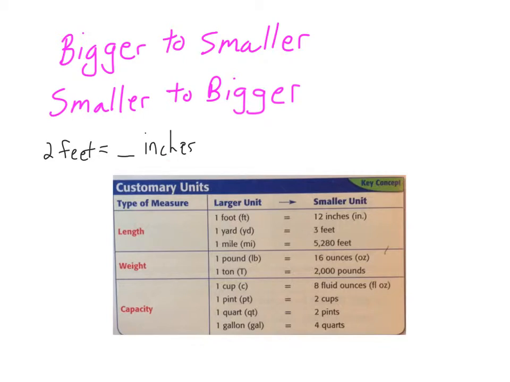Now here's why that's important. If I'm going from bigger to smaller, I'm going to be multiplying. Okay? If I go from a unit from smaller to bigger, I'm going to divide. And I'll show you how exactly that looks in a little bit.